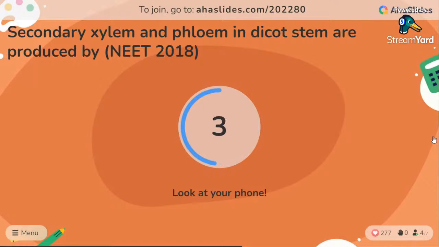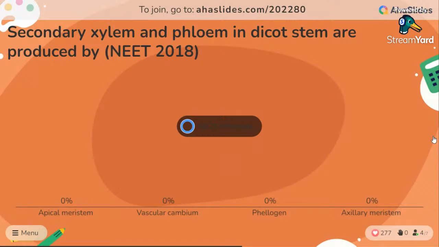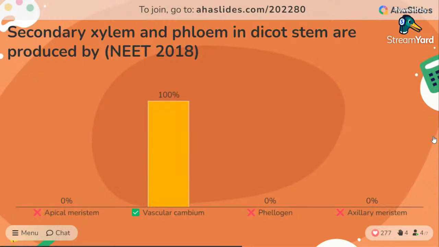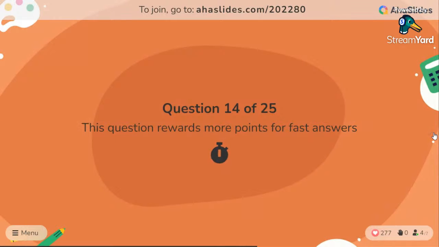Secondary xylem and phloem in a dicot stem are produced by, NEET 2018 question: apical meristem, vascular cambium, phellogen, and axillary meristem. We have the correct answer as the vascular cambium. Let's have the next question on the screen. Question number 14.